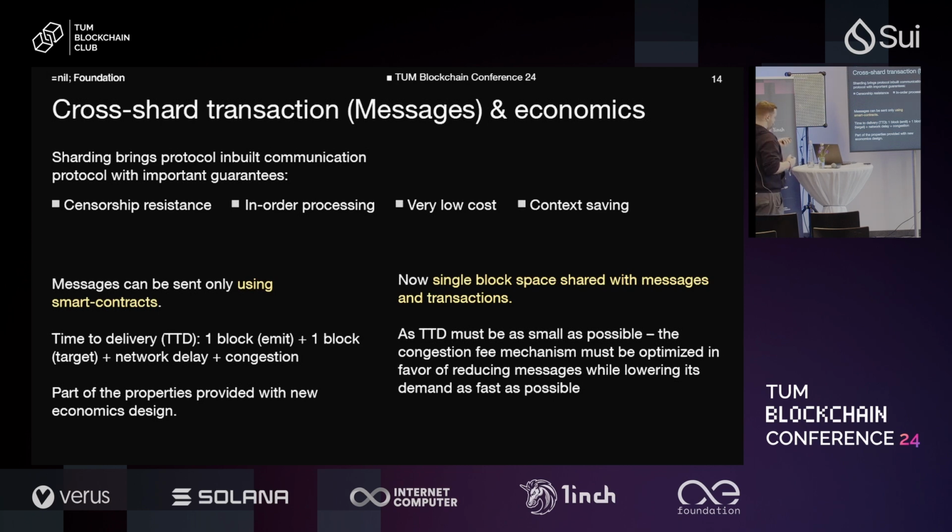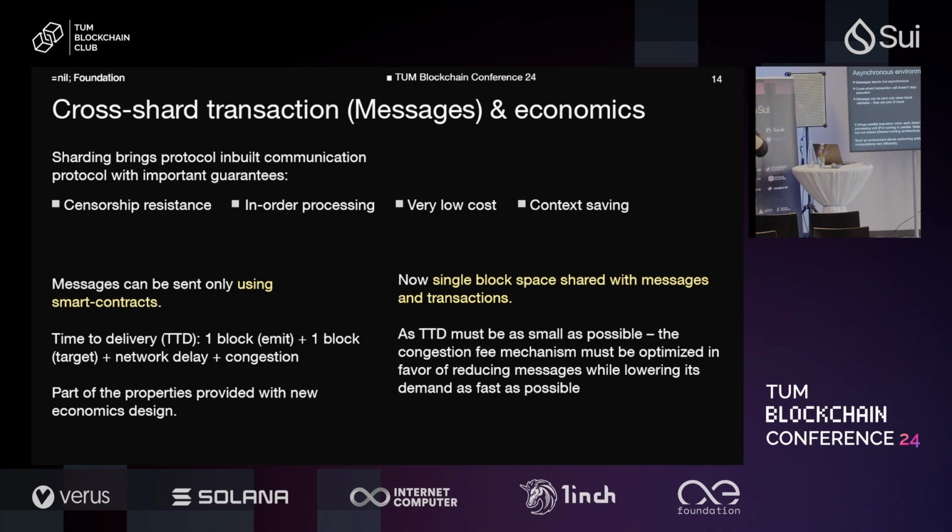An important thing about messages is that they can be emitted only by smart contracts, and time to delivery is quite predictable because it takes only 2 blocks: the emit block and the target block. Network delay is very small because in general the subset of validators is quite small, and we try to keep the network like a full graph. Congestion, unfortunately, we cannot predict, but the fee model is designed differently. It allows you to give priority to messages, reducing message congestion in favor of a bit more congestion for transactions.